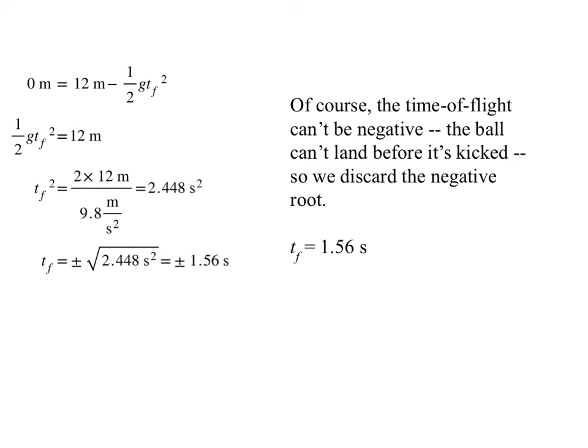Of course, the time of flight can't be negative. The ball can't land before it's launched. So we would cross out that, and we'd say that t equals minus 1.56 seconds is unphysical. You're allowed to just put a line through it and say unphysical. It doesn't match the situation we've set up. So the actual time of flight must be 1.56 seconds.